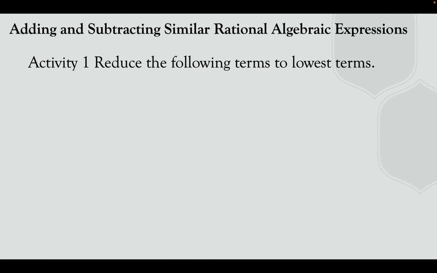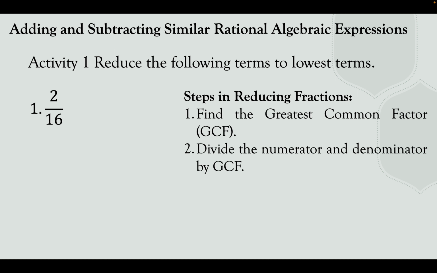Before we proceed to our main lesson about adding and subtracting similar rational algebraic expressions, let's have an activity first and at the same time recall how to reduce the following terms to the lowest term. So we have 12 over 6, 16. So how can we reduce this one? Let's follow the steps in reducing fractions.